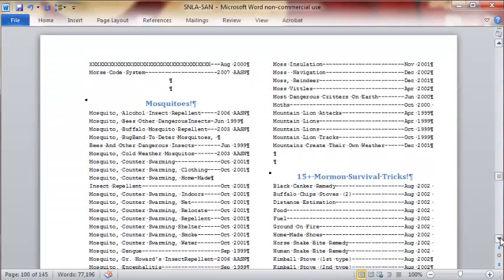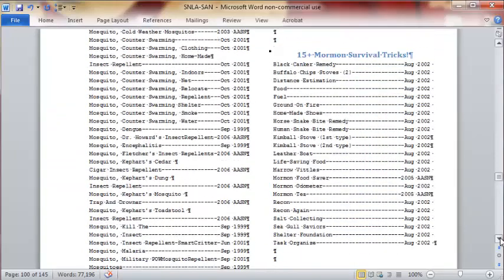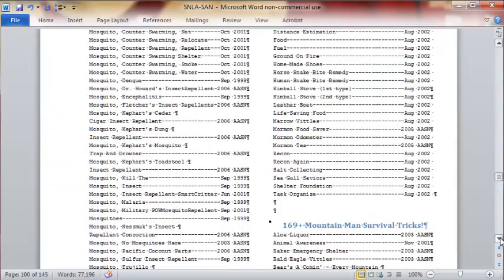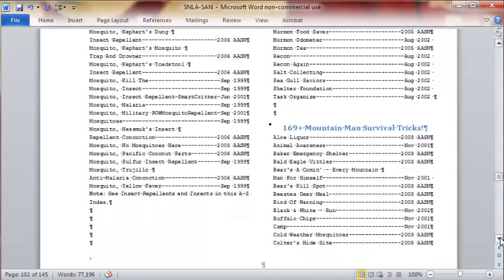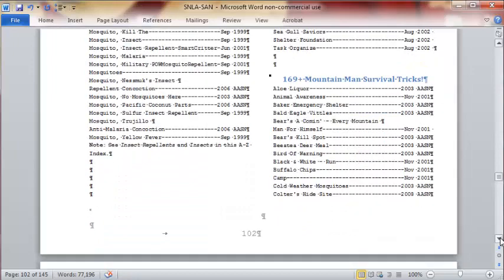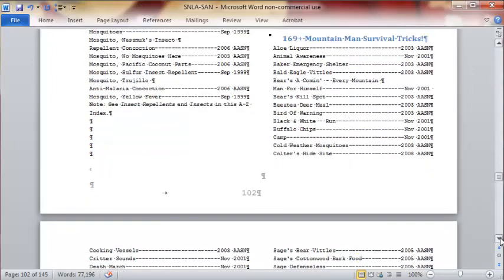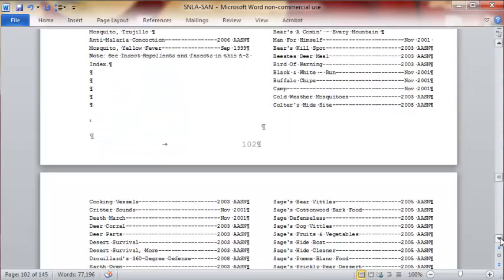Mosquitoes. 15 Mormon survival tricks. They're going from east to west, and they had their own survival tricks. 169 mountain man survival tricks. Right after the Indians, these were some bad dudes. I tell you what, the mountain men, very bad.